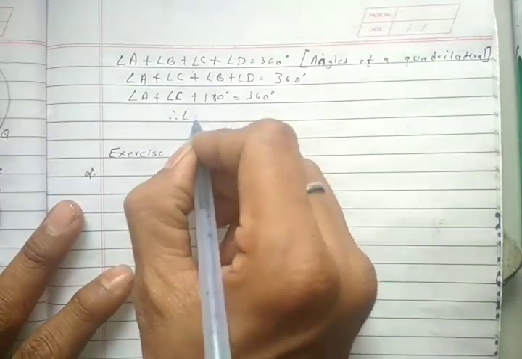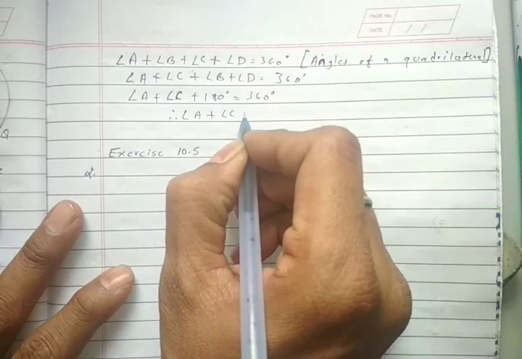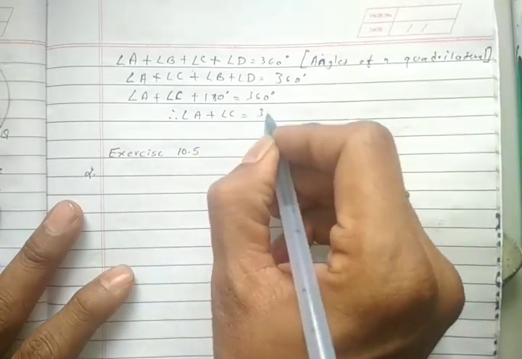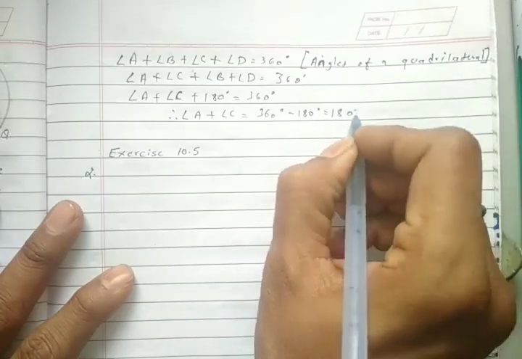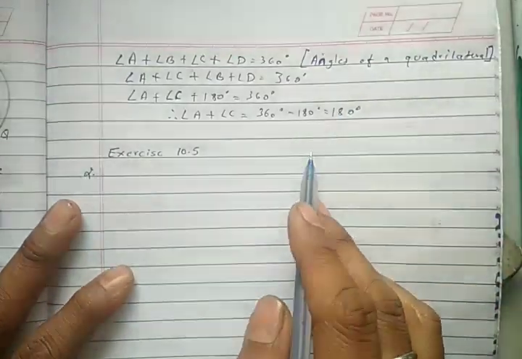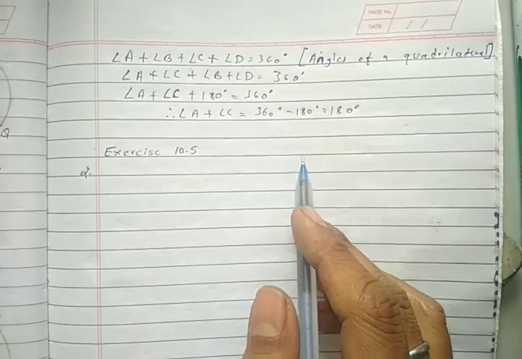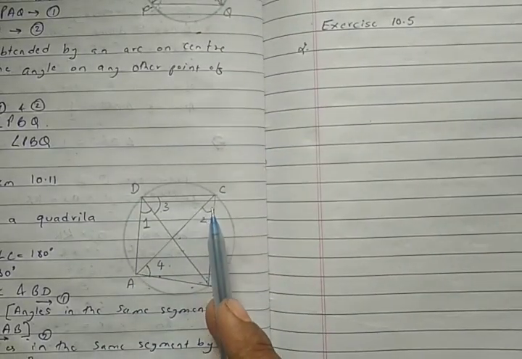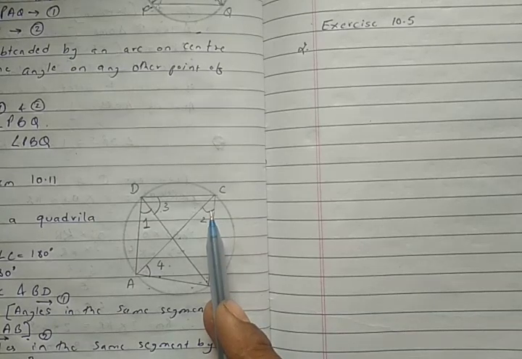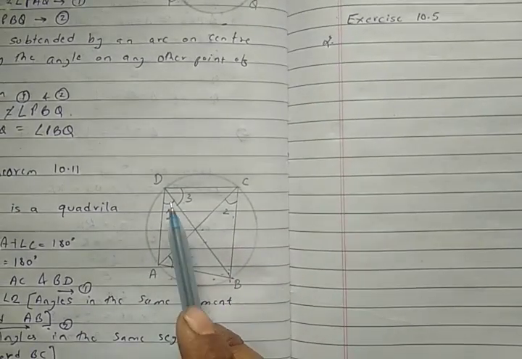Therefore we can say that angle C plus angle A is equal to 360 degrees minus 180 degrees, that is equal to 180 degrees. So we have proved that angle A plus angle C is equal to 180 and angle B plus angle D is equal to 180.